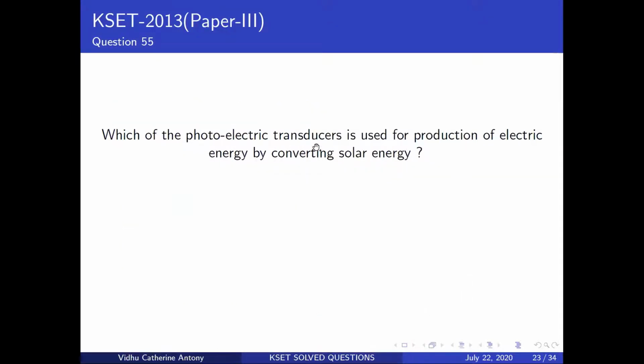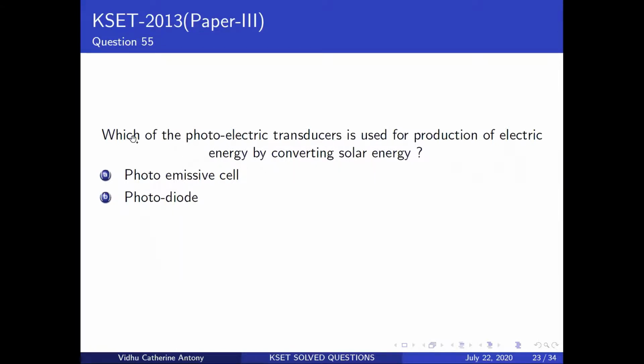Which of the photoelectric transducers is used for the production of electric energy by converting solar energy? You've done this experiment, I think, in the first or second sem, where you basically use a photodiode. You put a bulb in front of it, put it onto the photodiode, and then basically produce electricity. Then you get a voltage difference, so you measure that and say, okay, fine, it's working.